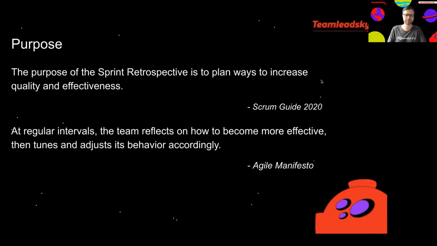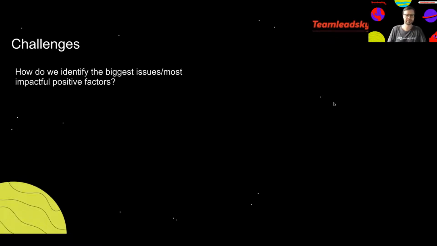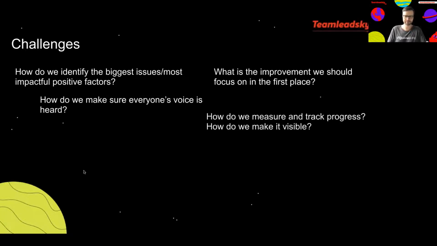And of course, there are certain challenges and certain open questions that are typical for this process. Like, for example, how do we identify the most impactful positive or negative factors in our teamwork? Which are the improvements that we should prioritize over the others? And so on and so forth. How do we make sure that everyone's voice is heard, which is especially important now when everyone is working remotely? And of course, how do we measure and track our progress? And how do we make the progress visible, which is an outcome of our Agile retrospective activities?